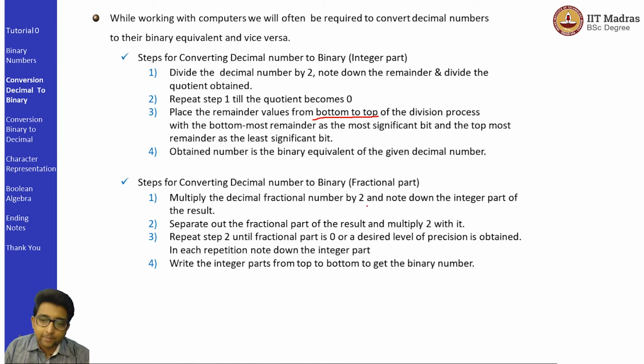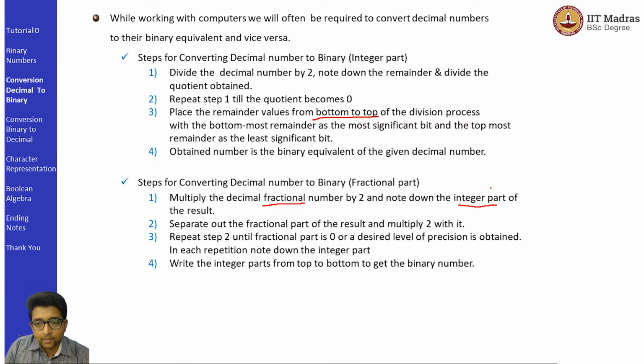So multiply the decimal fractional number by 2 and note down the integer part of the result. So we have to multiply only the fractional part. This is very important. Don't multiply the whole number. Only the fractional part we will take. We will multiply that by 2 and we will note down the result's integer part. Whatever result we get, we will note down the integer part.